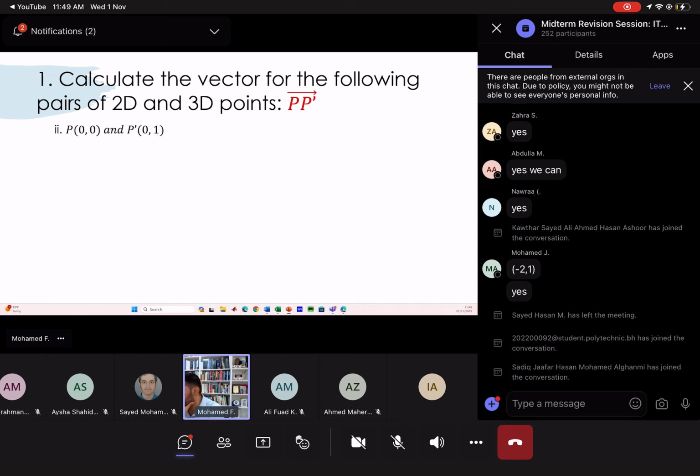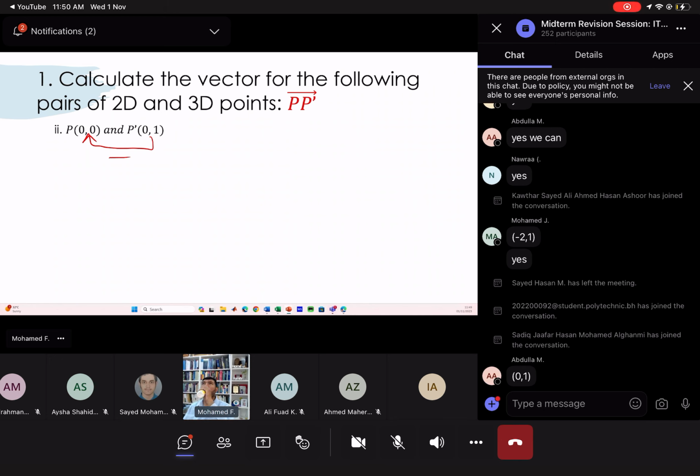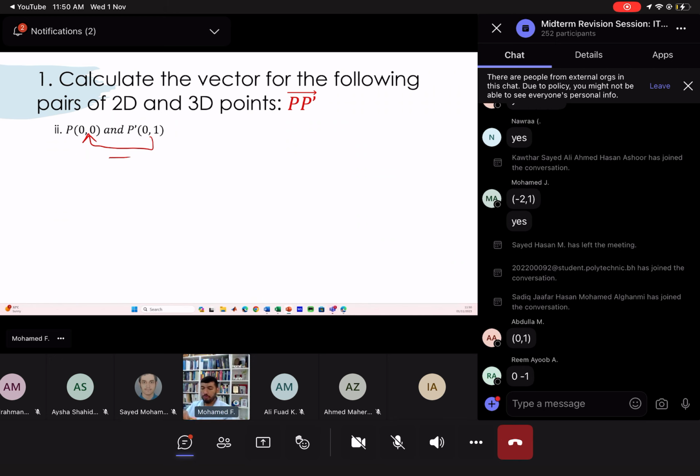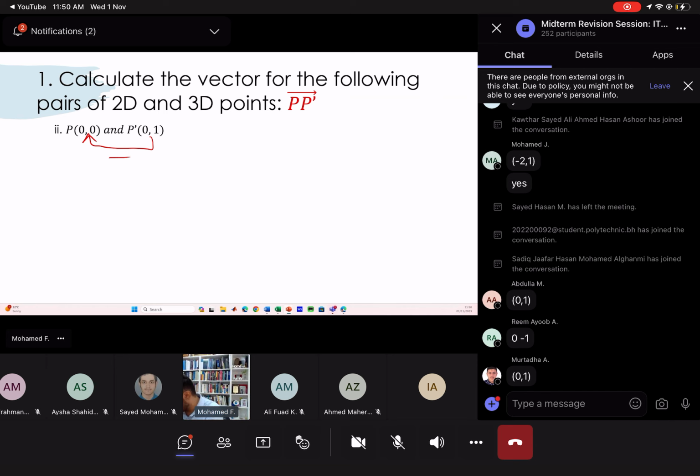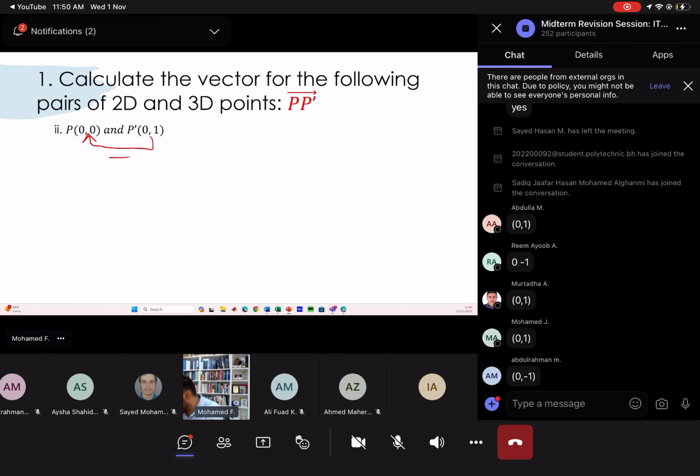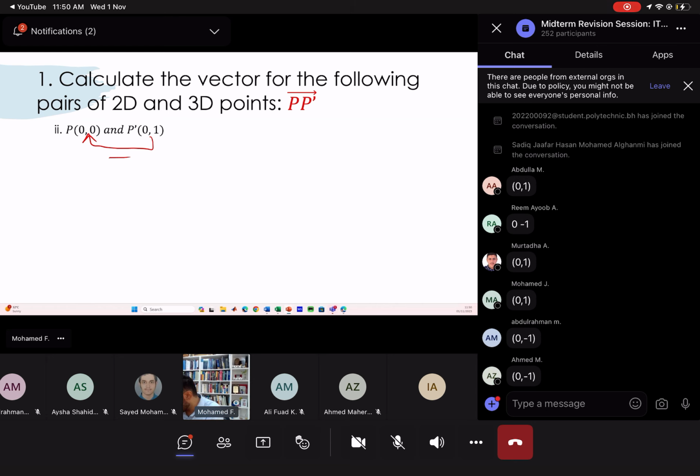Now let's take another example. Yalla guys, do this example for me. What is the outcome? So this minus what? This. No, the second minus the first, those who have answered it wrongly.